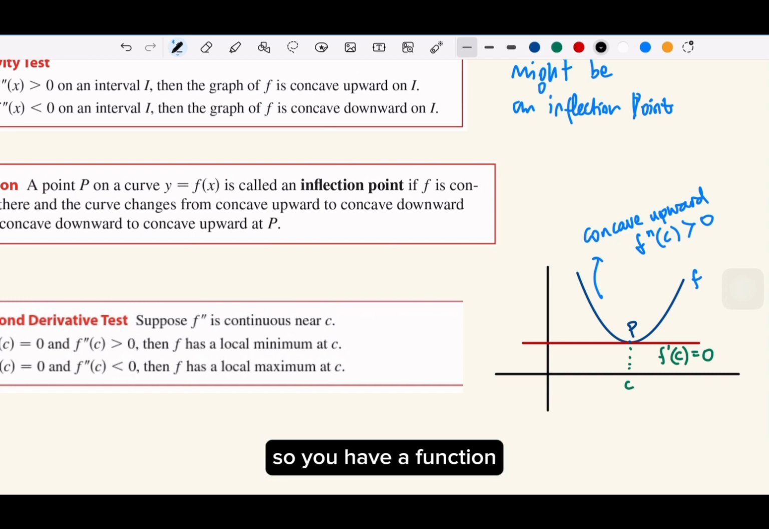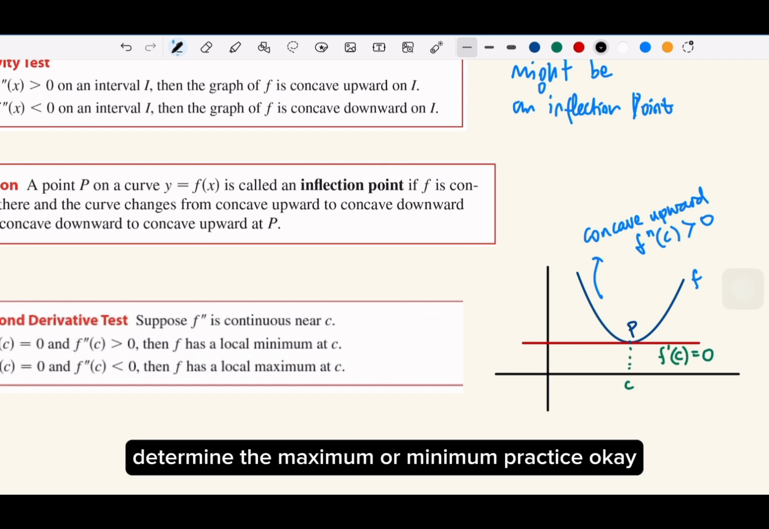So you have a function, you know the first derivative, you know the second derivative, you can directly, immediately determine the maximum or minimum value. Okay.